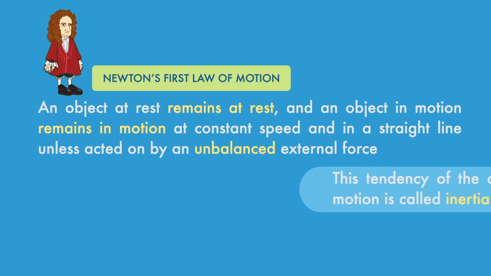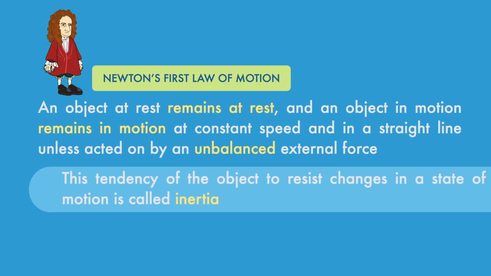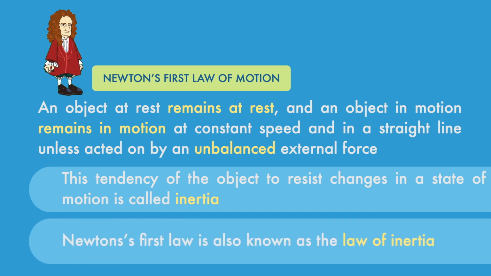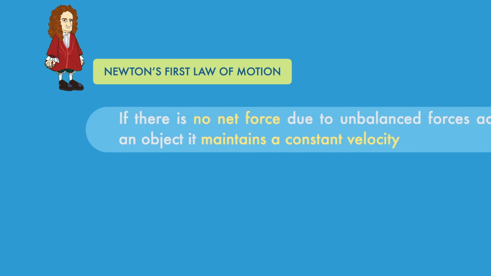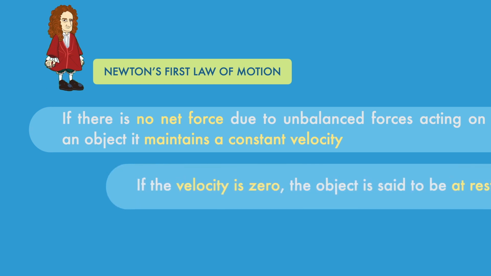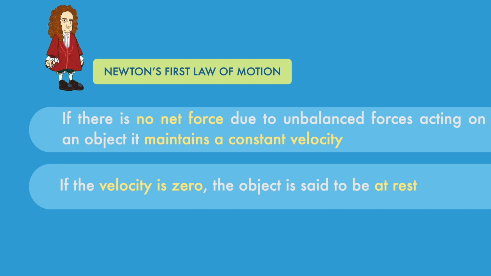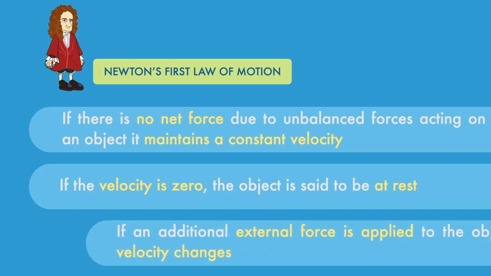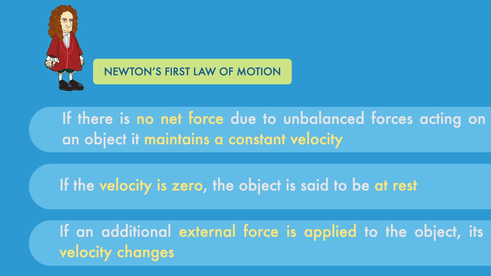The tendency of the object to resist changes in a state of motion is called inertia. Thus, Newton's first law of motion is also known as the law of inertia. The important point here is that if there is no net force due to unbalanced forces acting on an object, the object maintains a constant velocity. If the velocity is 0, the object is said to be at rest. If an additional external force is applied to the object, its velocity changes because of that external force.